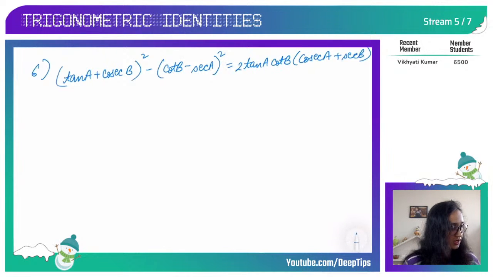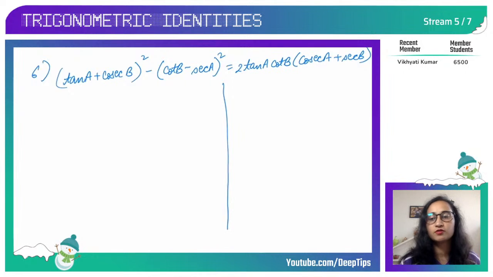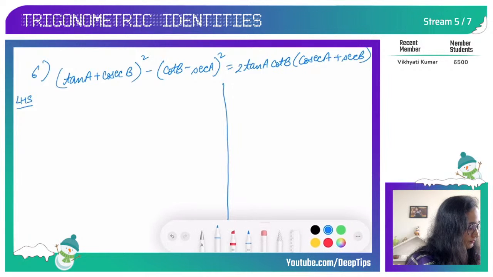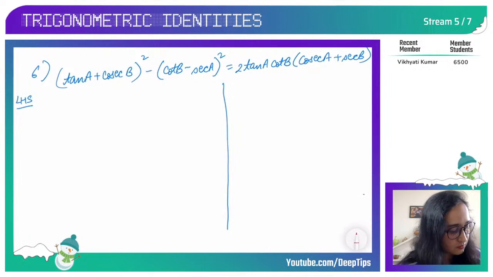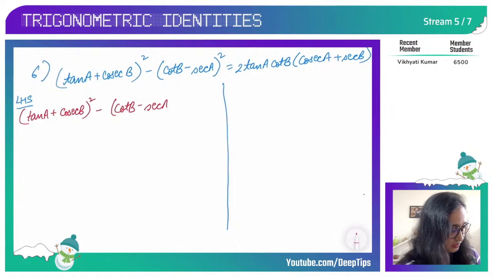I will be drawing a line in between, because on one side I'm going to solve the LHS and on the other side the RHS. So here is my LHS. We shall first write the LHS as it is, using two colors: (tan A plus cosecant B) whole square minus (cot B minus secant A) whole square. Children, this is my LHS.